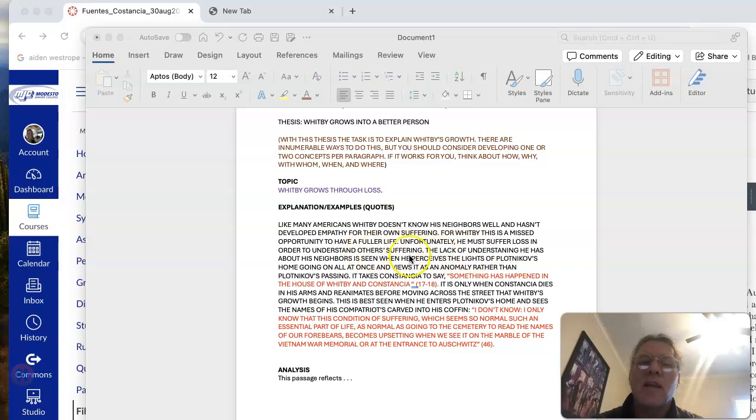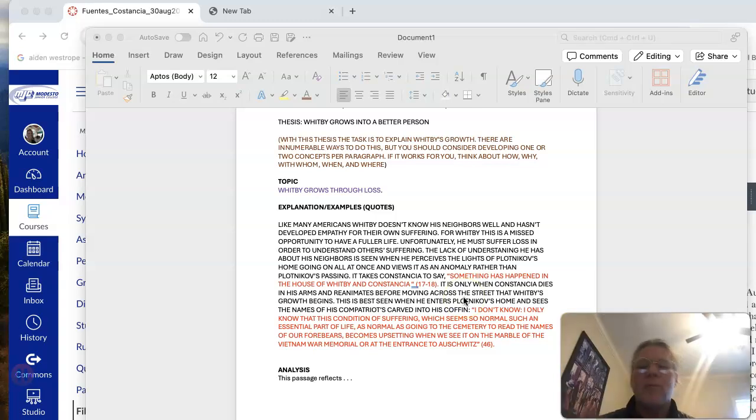The lack of understanding he has about his neighbors is seen when he perceives the lights of Plotnikov's home going all on at once, and then views it as an anomaly rather than Plotnikov's passing. It takes Constantia to say something has happened in the house of Whitby and Constantia, right, for him to understand anything. It is only when Constantia dies in his arms and reanimates before moving across the street that Whitby's growth begins. This is best seen when he enters Plotnikov's home and sees the names of his compatriots carved into his coffin. And I have the 2 quotes that I use here in red.